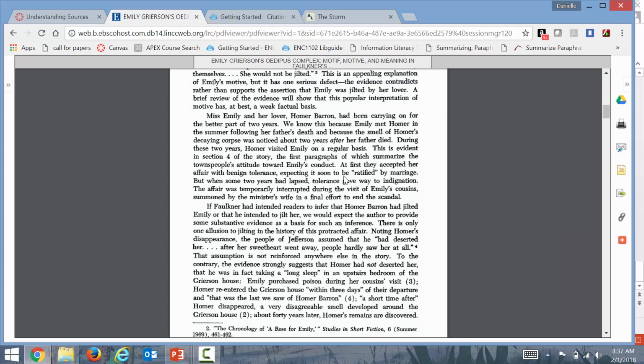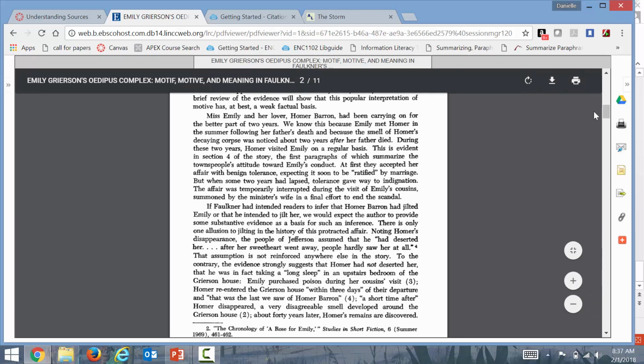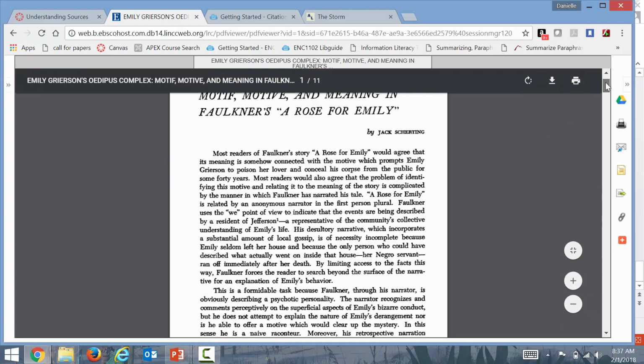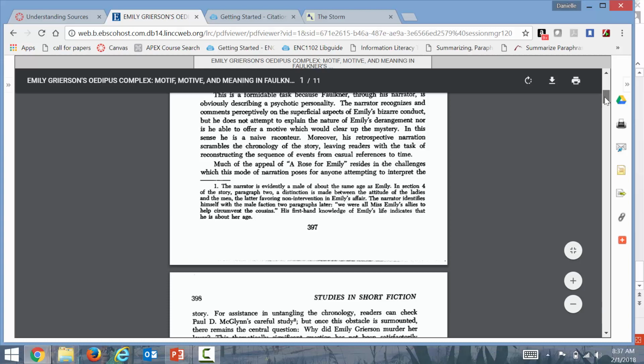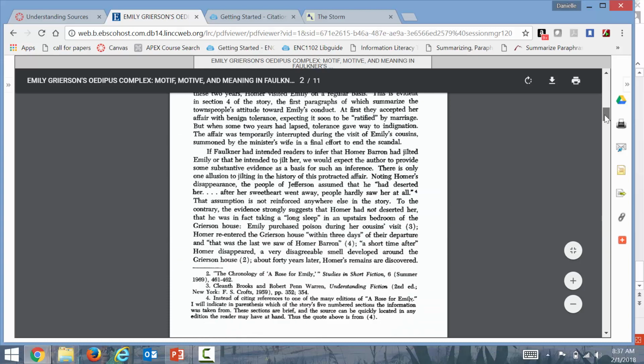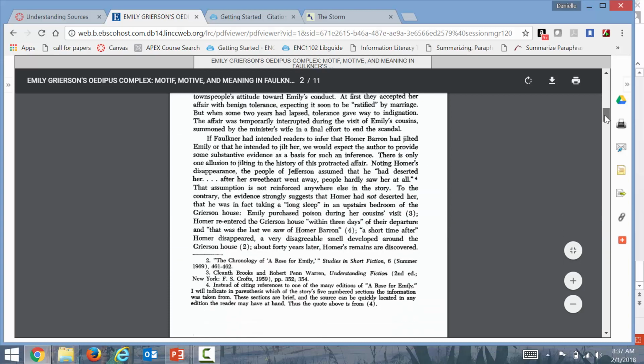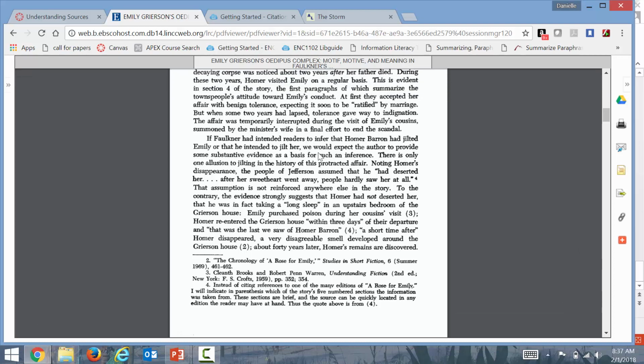Like this paragraph seems largely to be Jack Shirting's summary of it. But then we get into some analysis. So here, if Faulkner had intended readers to infer that Homer Barron had jilted Emily or that he intended to jilt her, we would expect the author to provide some substantive evidence as a basis for an inference. There is only one allusion to jilting in the history of this protracted affair.